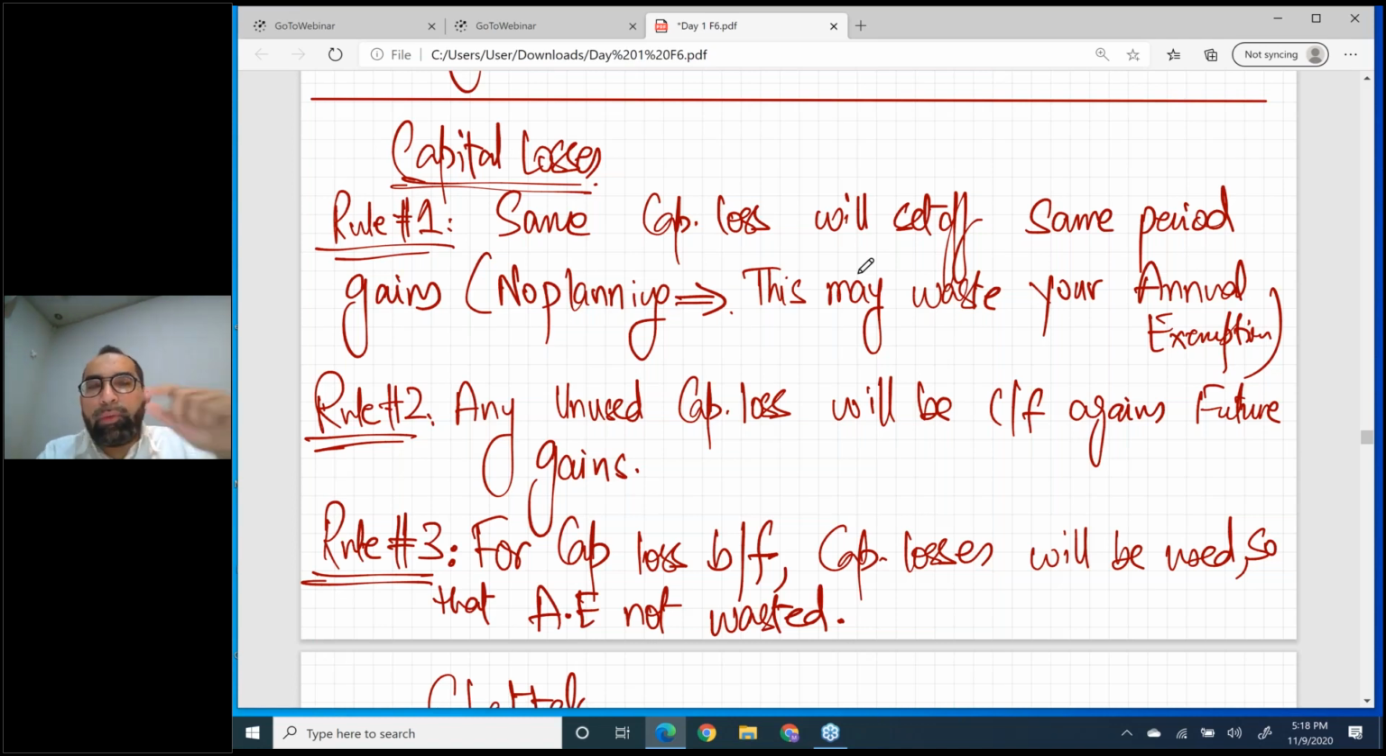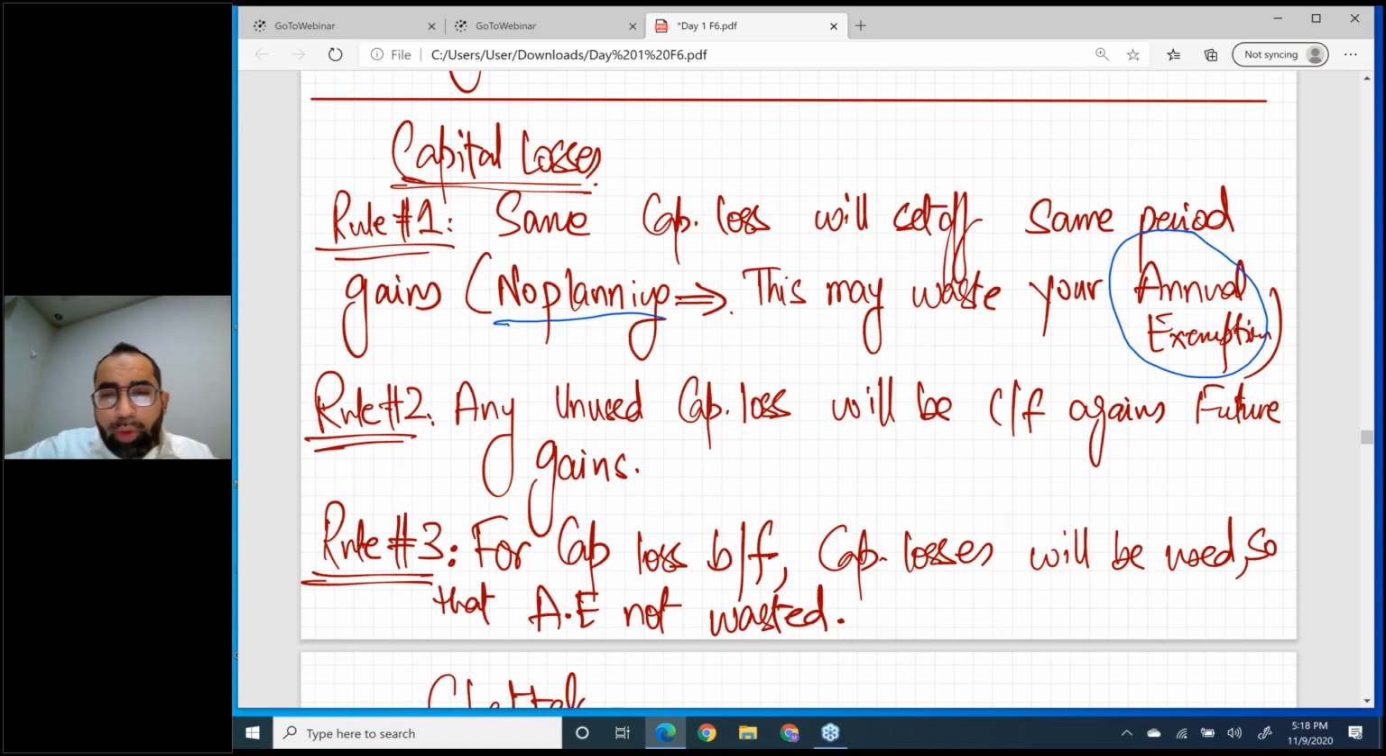What is the relief? The rule number one. In one fiscal year, if there is one capital gain and one capital loss, they just set off each other without your permission. They don't take your permission. Even in this case, see, I've written there is no planning. Same year gain and same fiscal year loss, they just net it off. Even sometimes because of this net off, you may lose your annual exemption, right?